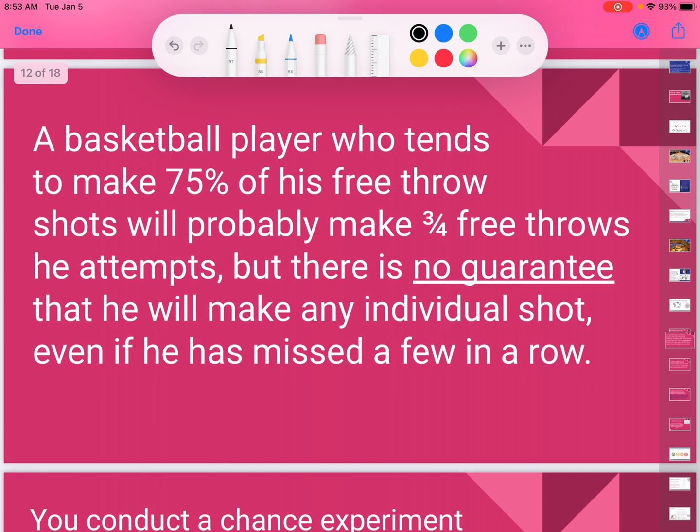A basketball player who tends to make 75% of his free throw shots would probably make 3 out of 4 free throws he attempts, but there is no guarantee, and that's important, there's no guarantee that he will make any individual shot, even if he has missed a few in a row. So let's say he misses one. So he missed 1 out of the 4 shots, right? There's no guarantee that he's going to make that next shot. He could miss it again. It's just his overall probability is 3 out of 4, meaning that if the experiment was conducted multiple times over and over and over again, he would get 3 out of 4.